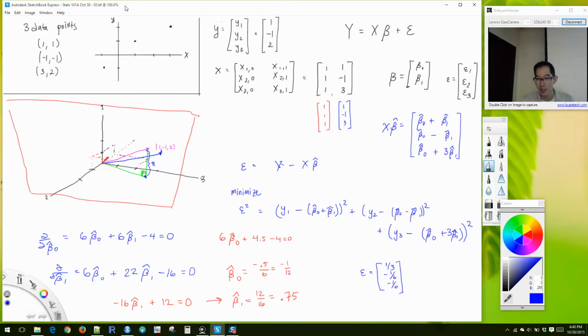Okay. Are there any questions? Okay. You can always look up geometric interpretation of the least squares regression. You have other people trying to explain this as well, but it's the same kind of deal there.